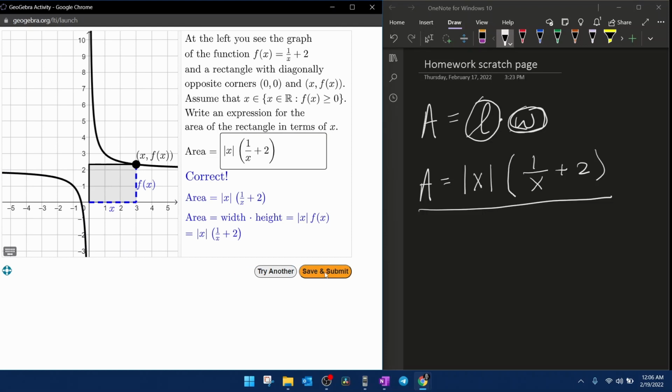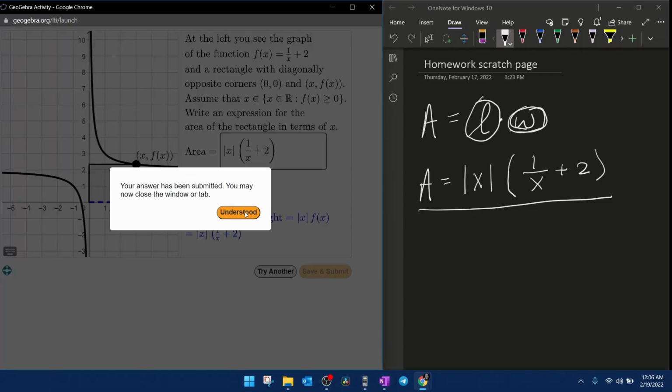Please remember to click Save and Submit so that it updates your progress in your MyLab Math.